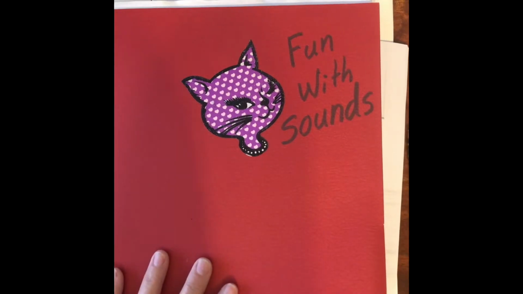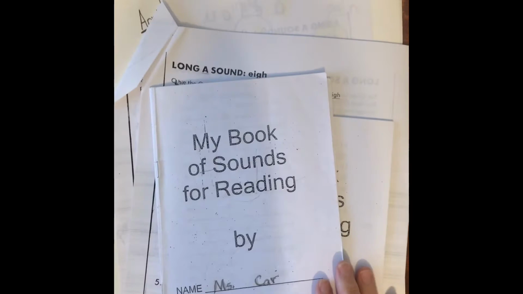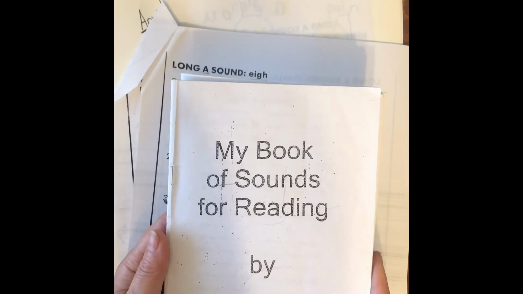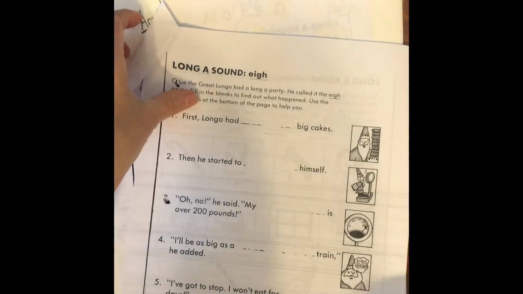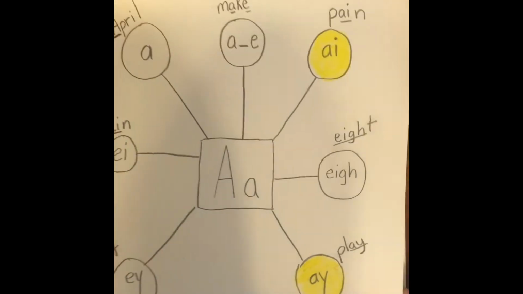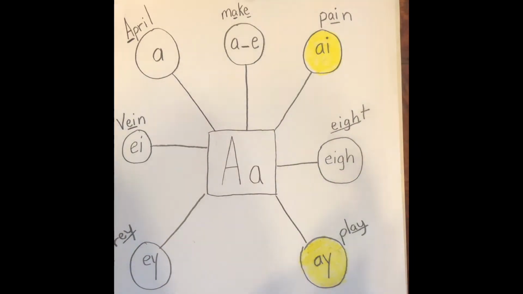Friends, we are ready for our fun with sounds. Let's go ahead and pull out what we need. So we're going to need my book of sounds for reading. We're going to need to get our great Longo workout from yesterday. And let's have our long A chart handy, whether it's on the wall or if it's small like mine, whatever size it is, it will work great.